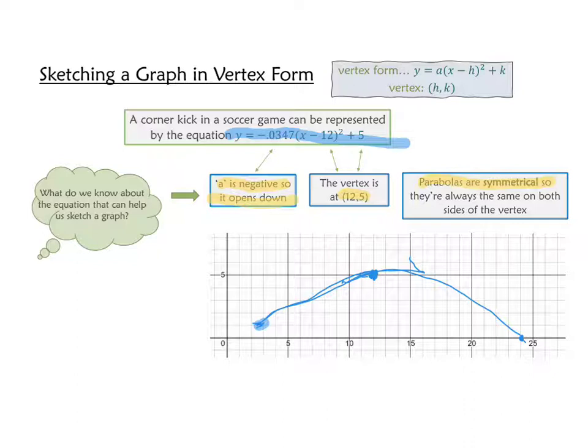And we did it with basically 3 pieces of information. We knew that a was negative, so that it opened down. We knew that the vertex was at (12.5, 5), so we made it our high point. And we knew that parabolas are symmetrical, so that a parabola would be equal on both sides. We could, technically speaking, do a dotted line right down the middle and they would be equal on both sides.